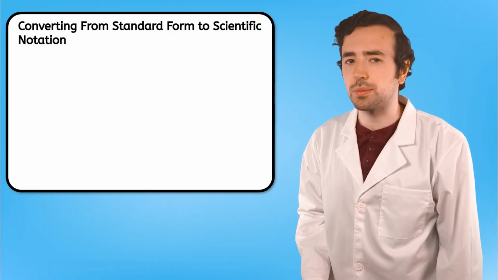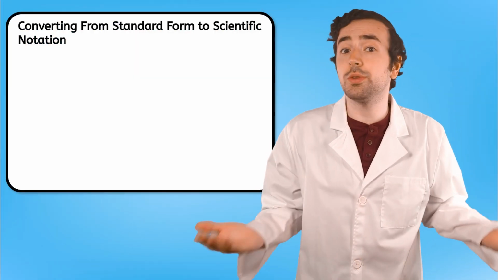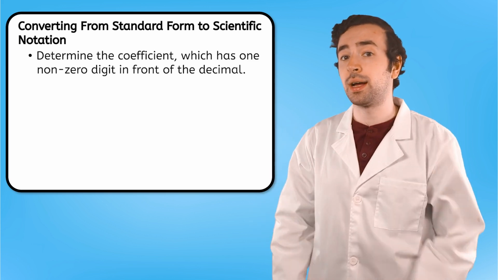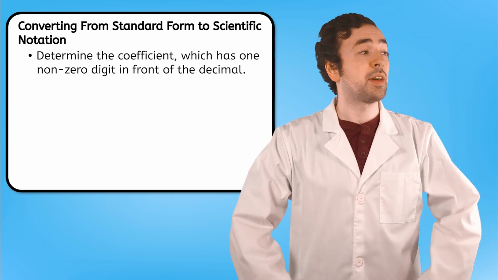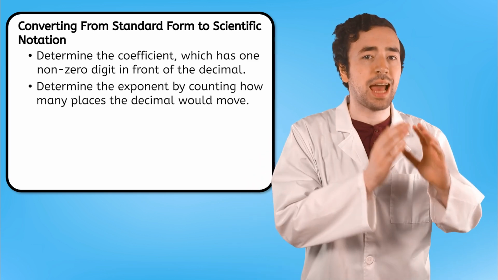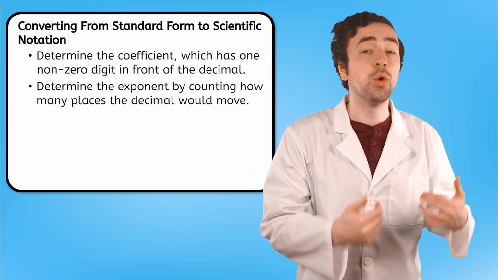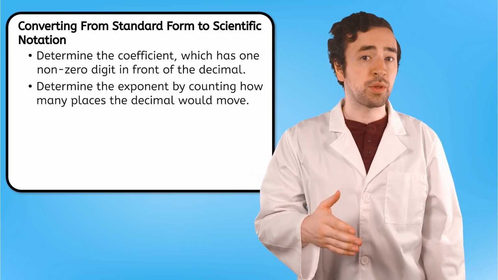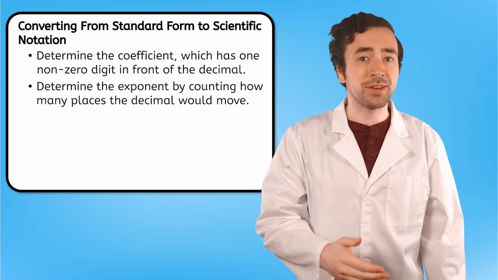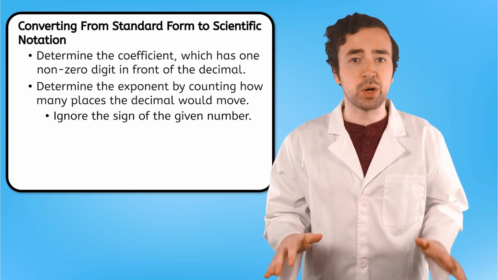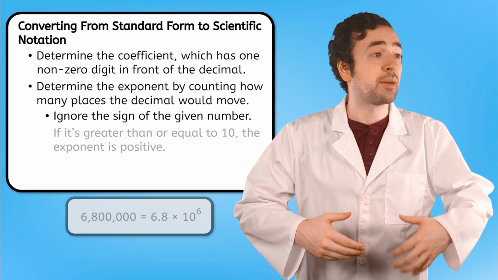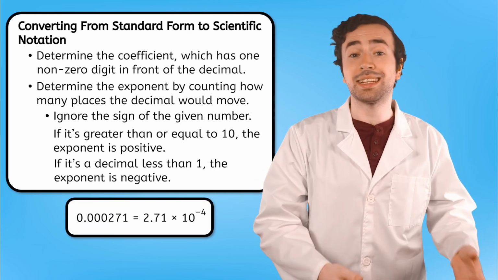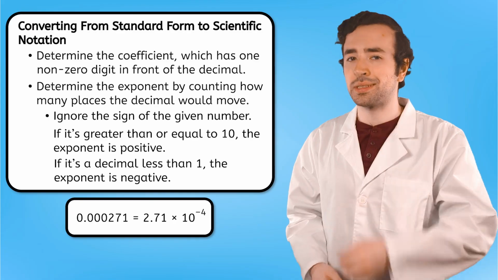So to convert from standard form to scientific notation, we just work backward. First, we determine the coefficient, which has one non-zero digit in front of the decimal. Then we find the exponent by counting how many places the decimal would move to go from the coefficient back to the given number. To determine whether the exponent is positive or negative, we ignore the sign of the given number and just look at its digits. If the number is greater than or equal to 10, the exponent is positive, and if the number is a decimal less than 1, the exponent is negative.